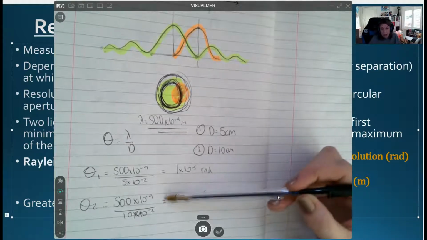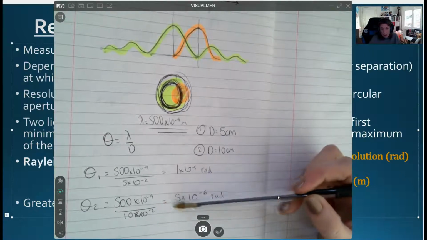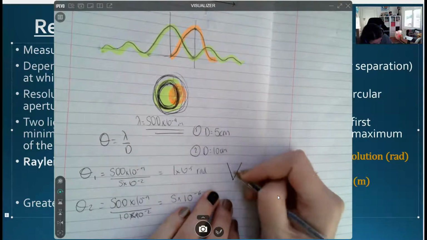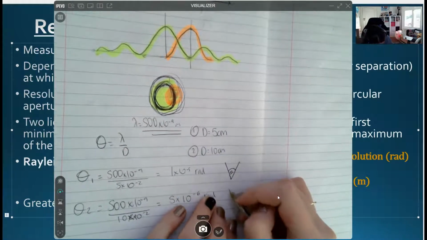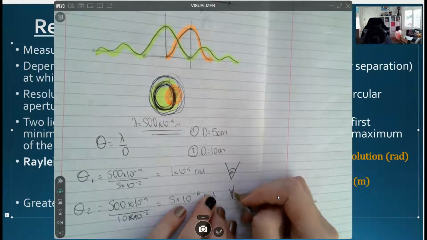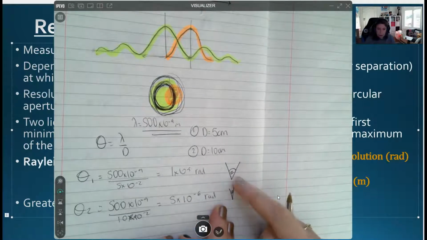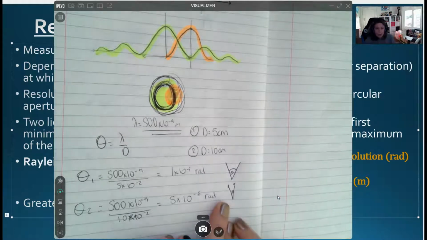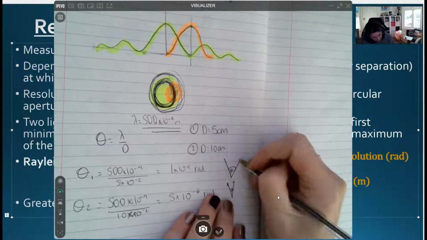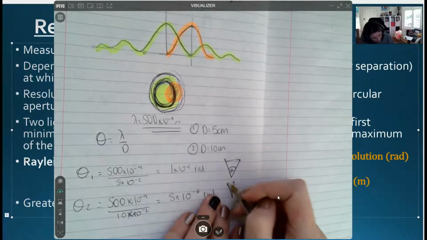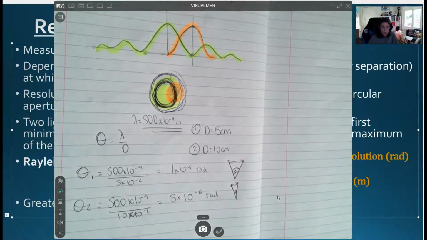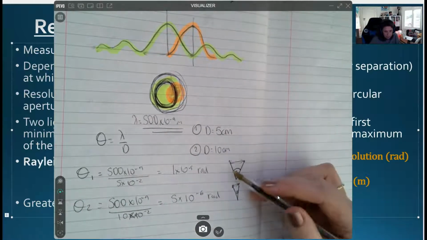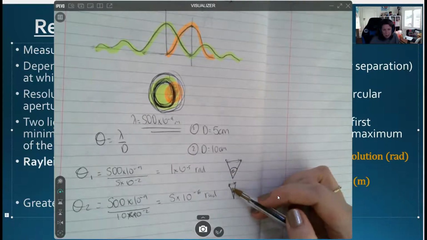So this can see a smaller angle than this one, which means this one has a better resolving power because it can see two objects that are closer together. The distance between those two objects is greater than the distance between those two objects. In fact, in this case, because this is 5 and 10, the angle is twice as big as this one.